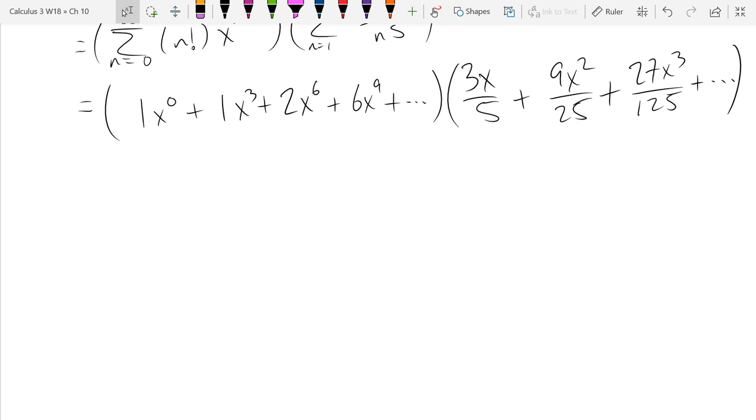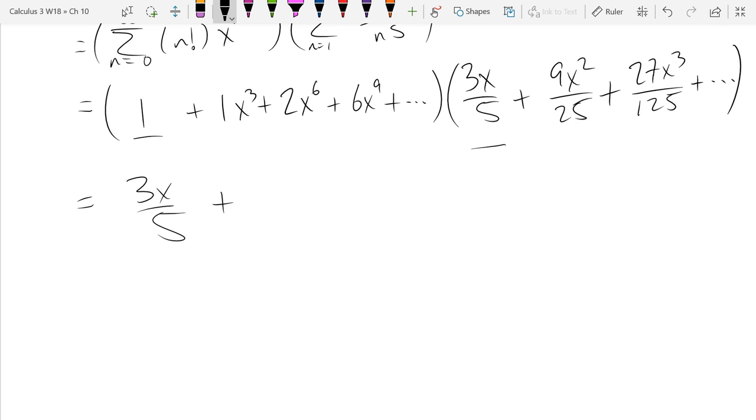That's the only drawback. What you're going to do is you basically multiply the first term by the first term, and then the first term by the second term, and then the second term by the other first term. So we'll multiply the two initial terms together. X to the 0, of course, is just 1. So we'll just leave that guy as 1. So we have 3x over 5.